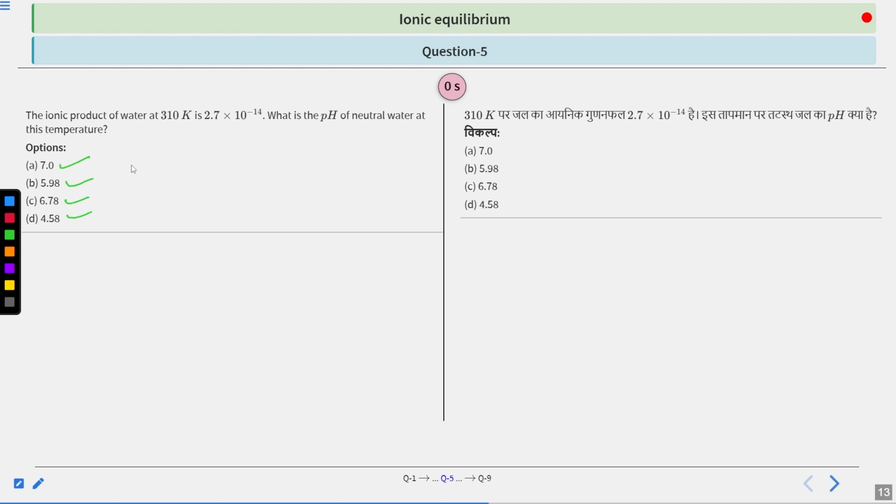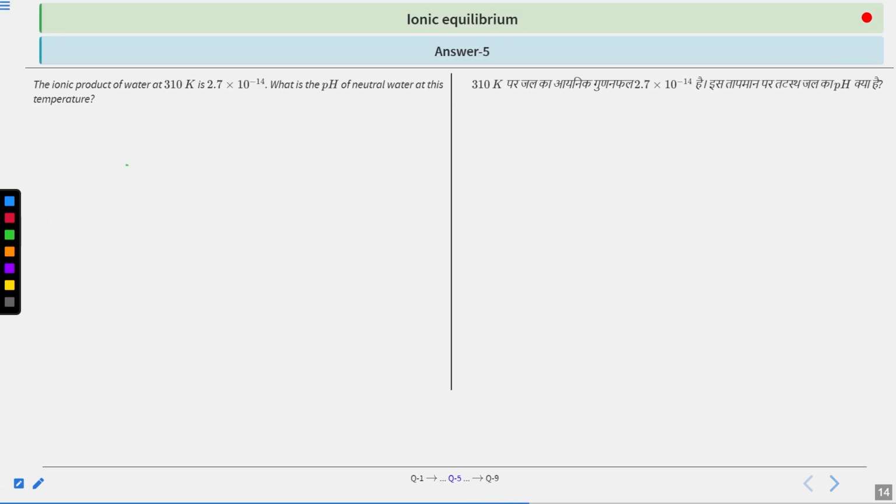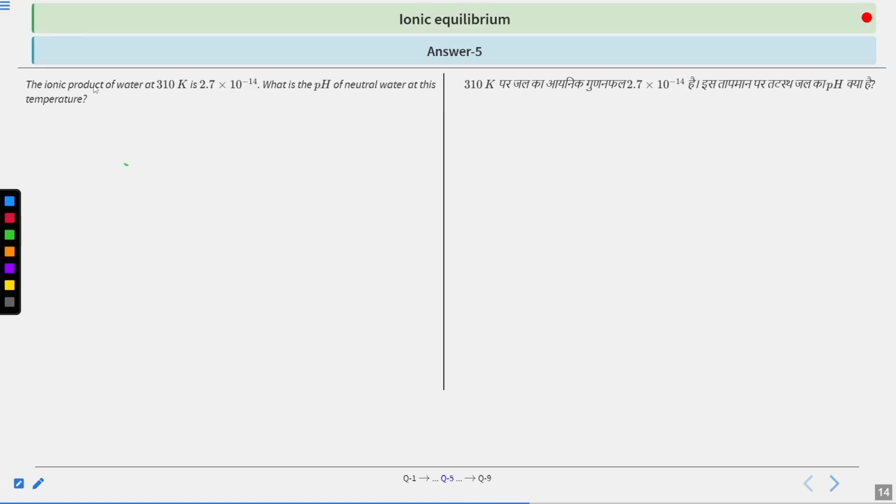Your time is up. So in this question, you are given the ionic product of water at 310 Kelvin, which is equal to 2.7 into 10 to the power minus 14. Using this information, you have to calculate the pH of neutral water at the same temperature. The correct answer will be C, 6.78.